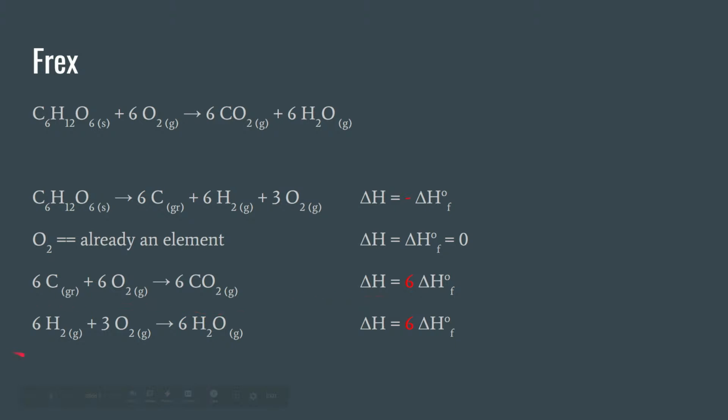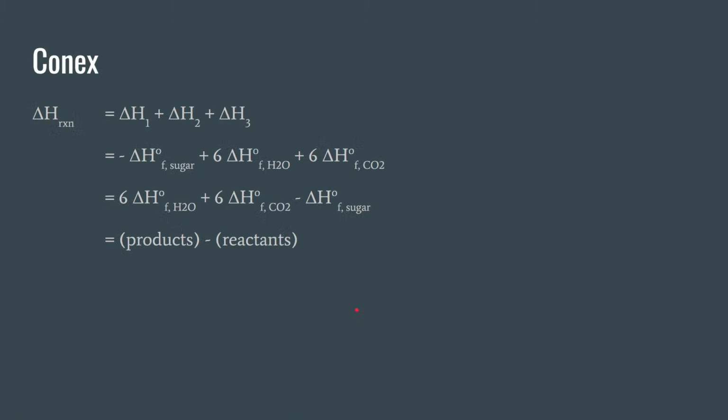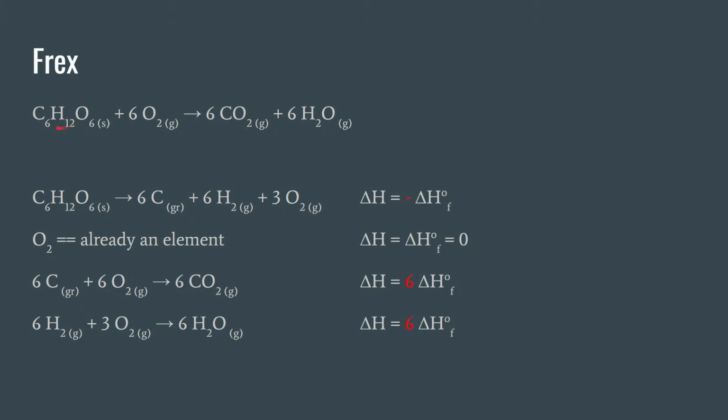And then we do the same thing with water. 6 hydrogen, that's 3 oxygen to make 6 water. That means that the enthalpy change for this particular reaction is just 6 times the enthalpy of formation for water. Okay? So the enthalpy change of the reaction that we're looking at, glucose plus oxygen makes CO2 and H2O.